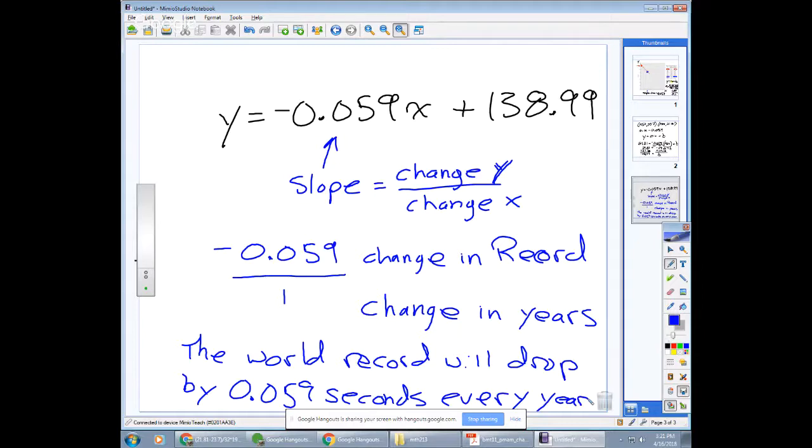That's the slope. The Y-intercept, that last number, that's kind of an interesting number. The Y-intercept, that's a point, 0, whatever that number is. Remember, this 0 is X here. In this case, Y is going to be that 138.99. So 0 for X. What is X measuring again? Years. Not just time, but the year. So in the year 0, the world record was 138.99 seconds.